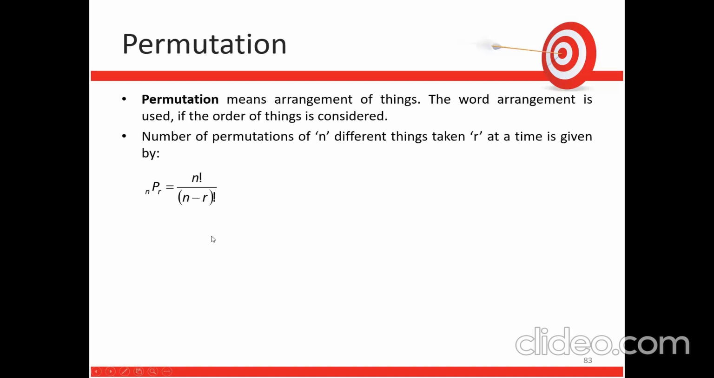Next is the permutation. Permutation means arrangement of things. The word arrangement is used if the order of things is considered. Order. So, arrangement na. The number of permutations of n different things taken r at a time is given by nPr is n factorial over n minus r factorial.